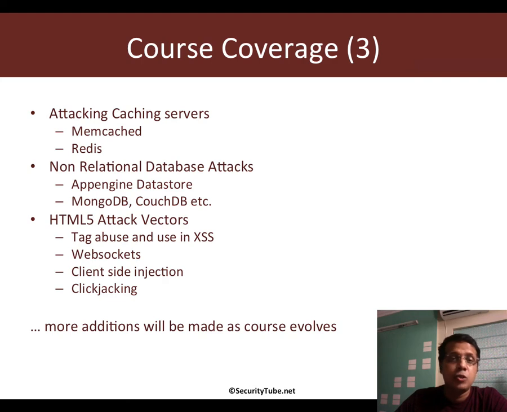And then in today's world, I think no discussion in web app security is complete without talking about caching servers and non-relational databases. I never had any web app sec course talk about this, and I'm sure after we launch this, everyone will end up talking about it. Non-relational DBs are slowly becoming very important in the web application security space, especially for social media companies and large companies holding a huge amount of data, which pretty much rely on these databases. So we look at non-relational or non-RDBMS based DB attacks.